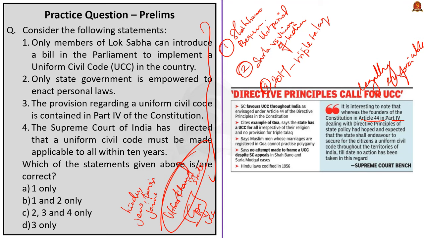So here the correct answer for the question is option D, 3 only, because any member of Parliament can introduce a bill to implement UCC. And both state and central government are empowered to enact personal laws. Since it is not legally enforceable, the fourth statement is incorrect. So the correct answer here is option D, 3 only.